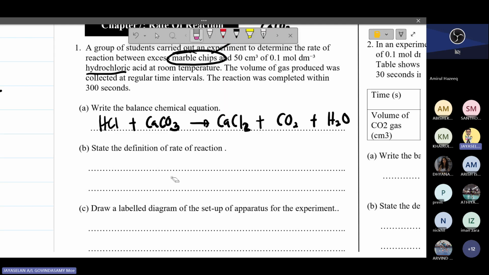Okay, after you guys do this, balance the hydrogen. Here hydrogen 2, right? Sini hydrogen 1, right? So you guys put 2 here. Okay, you guys put 2 and get the marks. Okay, 2 marks. Okay, and chloride 2, chloride 2. You already get the answer.